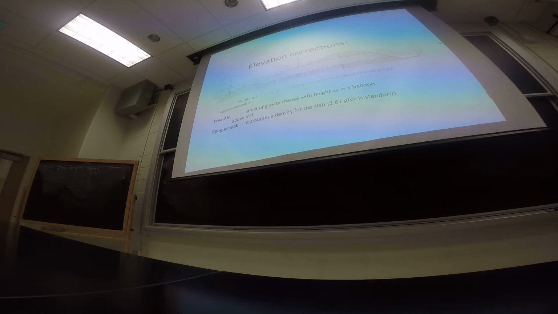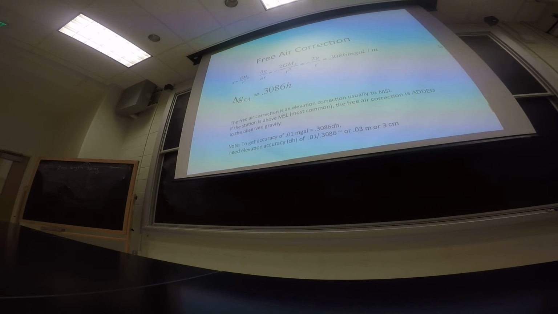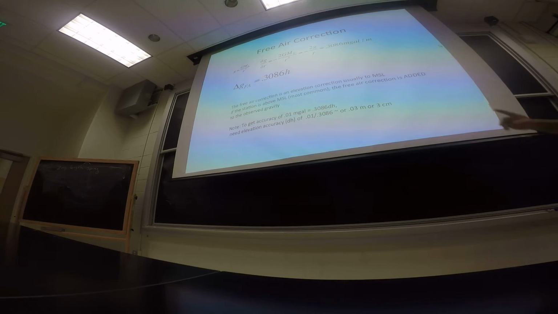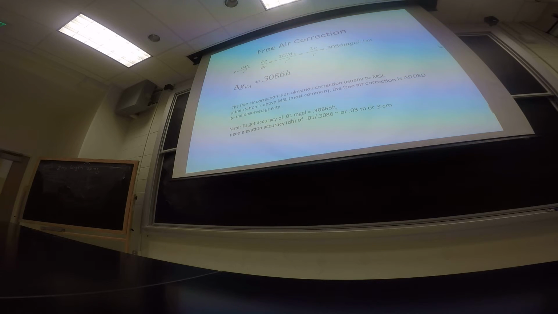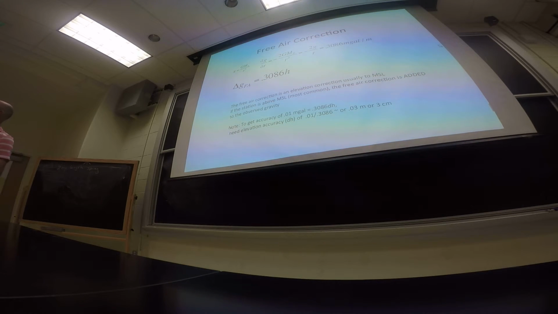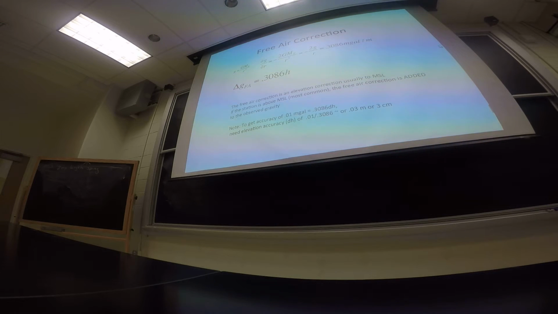And we can calculate what that free air correction is. If we want to look at the change of gravity as a function of r, we have to take the derivative of gravity with respect to r, which gives us minus 2GM divided by r cubed, which is simply minus 2g over r. And that turns out to be 0.3086 milligals per meter. So this is the value that we need to add to put our reference frame at sea level.